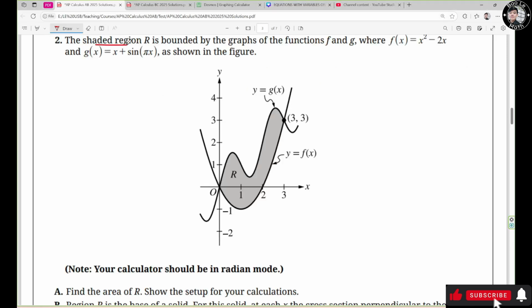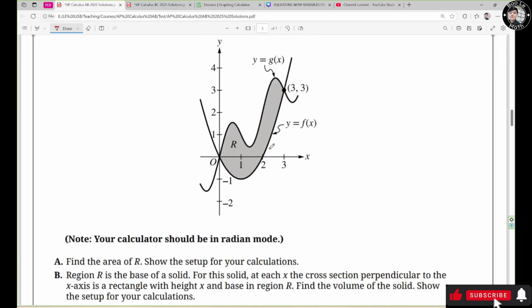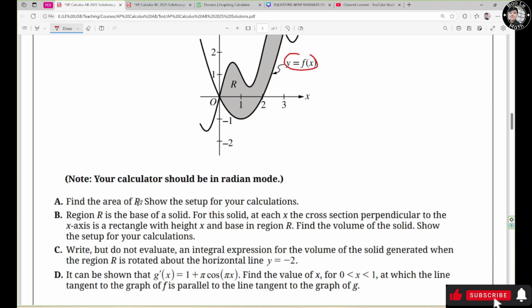Free response question number 2. The shaded region R is bounded by the graphs of the functions f and g, f of s equals s squared minus 2s and g of s equals s plus sine pi s, as shown in the figure right here. Now keep in mind the function g of s is above the function f of s. Alright. Question A. Find the area of the region R. Show the steps for your calculation.